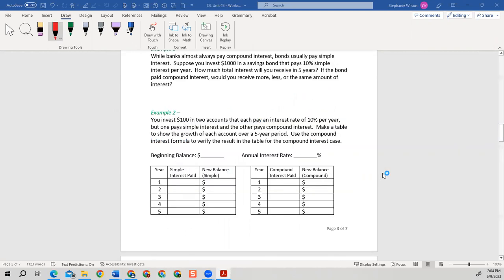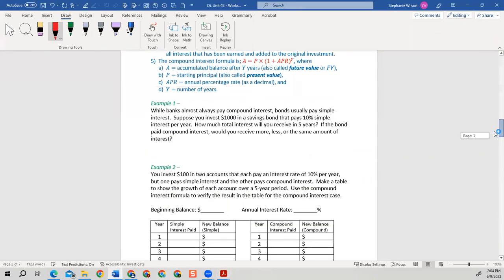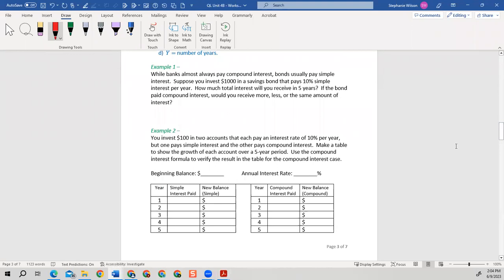So example 1 says, oops, back up here. Example 1 says, while banks almost always pay compound interest, bonds usually pay simple interest. Suppose you invest $1,000 in a savings bond that pays 10% simple interest per year. How much total interest will you receive in 5 years? If the bond paid compounded interest, would you receive more, less, or the same amount of interest?